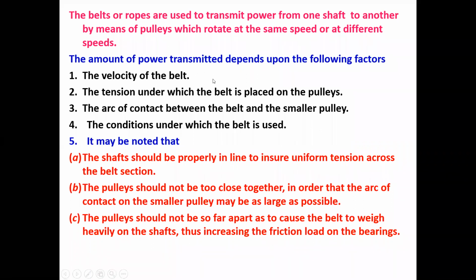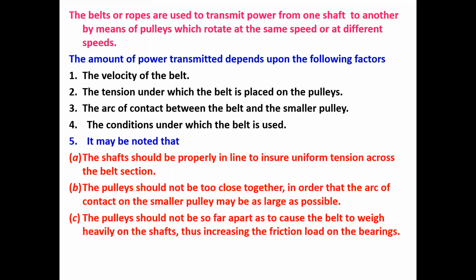It may also follow some factors. Those are the velocity of the belt, second, the tension under which the belt is placed on the pulley, third, the arc of contact between the belt and the smaller pulley, and the conditions under which the belt is used.